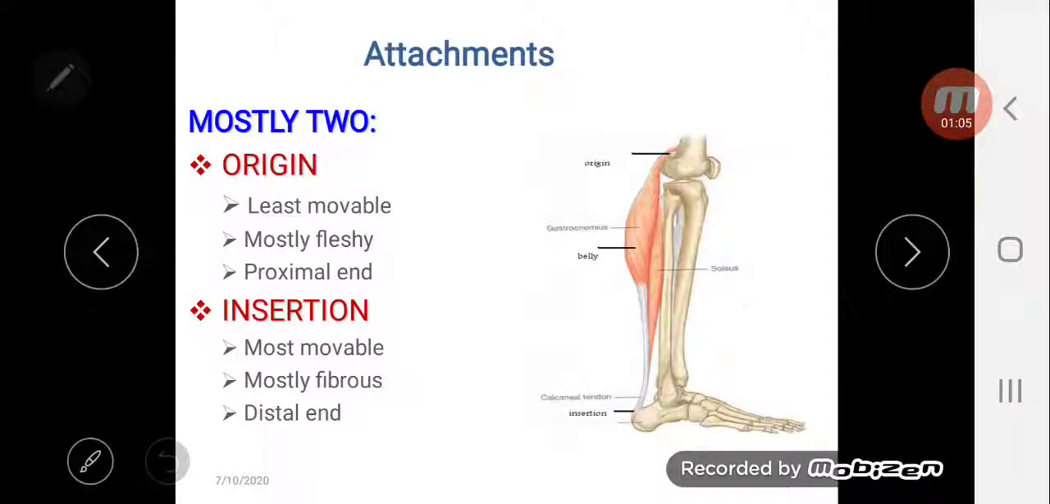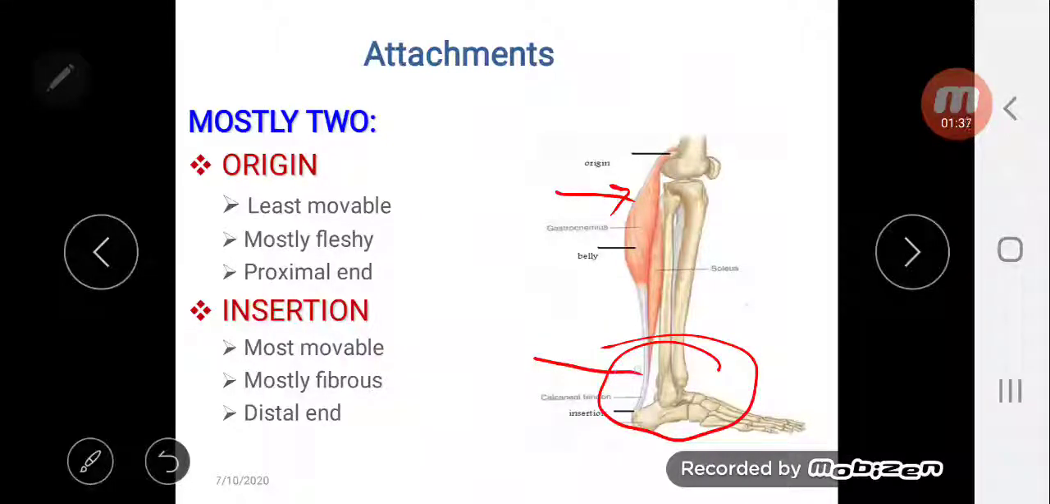Attachment: mostly to origin, which is characterized by less movable, mostly fleshy. You can see here the color of the muscle, which is shiny or fleshy, and it is located in the proximal end. Insertion: characterized by mostly movable. You can move your ankle joint or your foot, and mostly fibrous. You can see here the tendon of the gastrocnemius and soleus, and it is located in the distal end.